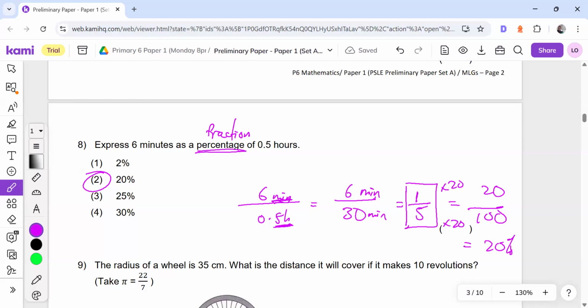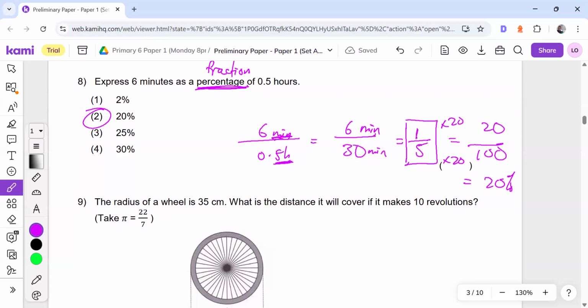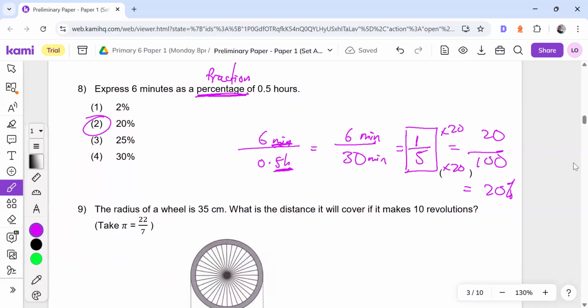So to get your fraction, we always try to get the fraction first because it's easier. When you get your fraction already, then you can get your percentage. Okay, let's go to the next one. All right. Do you need to copy? So Bailey, did you get the answer correct?